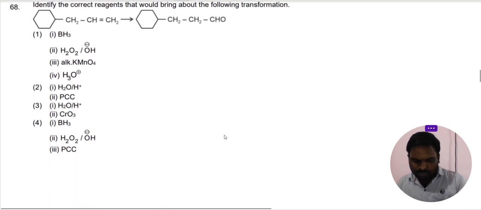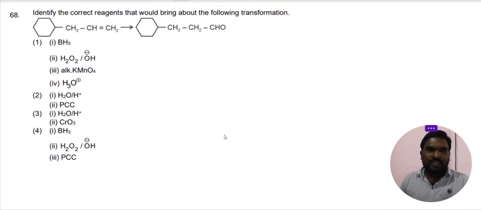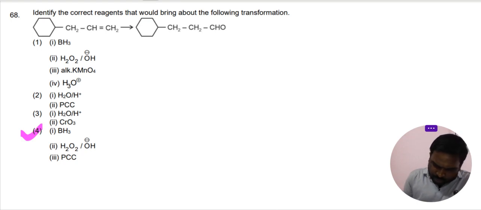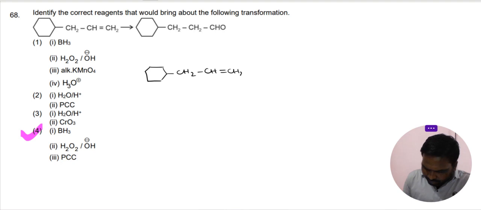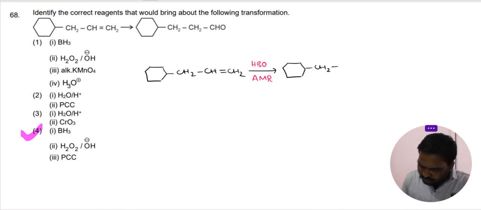Now coming to 68 question. Which option is the right answer? Option 4 is the right answer. So first one, hydroboration oxidation reaction. This is anti-Markovnikov's rule without rearrangement. Just the terminal alcohol is formed, CH2 here, hydrogen here, OH, the terminal alcohol is formed, anti-Markovnikov's rule.